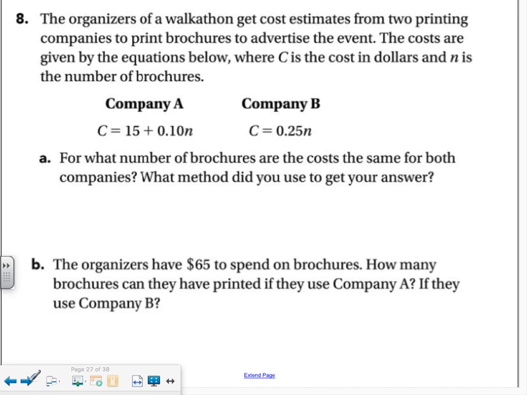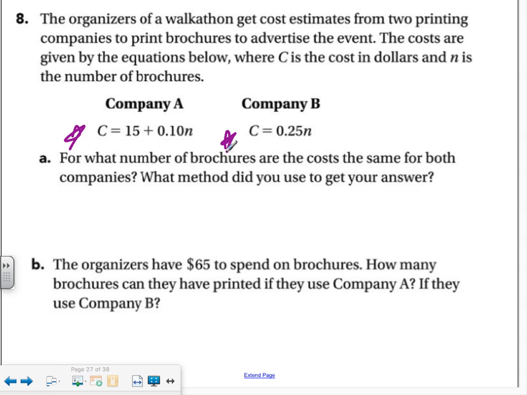All right, and then I want to just go through a couple homework problems that I think would help for this test. So from ACE number 2 to number 8, you have two companies to print brochures for the walkathon. Company A represented by this equation, company B by this one. So A, for what number of brochures are the costs the same? So we talked about a couple different methods to do this. One of them was setting the equations equal to each other.